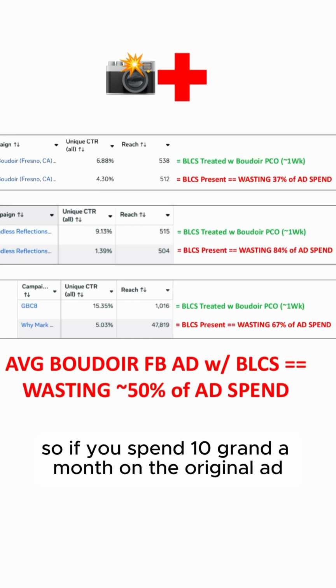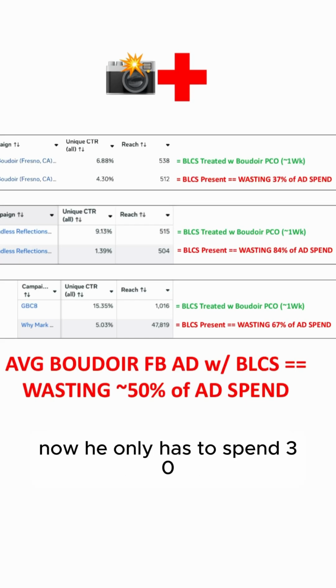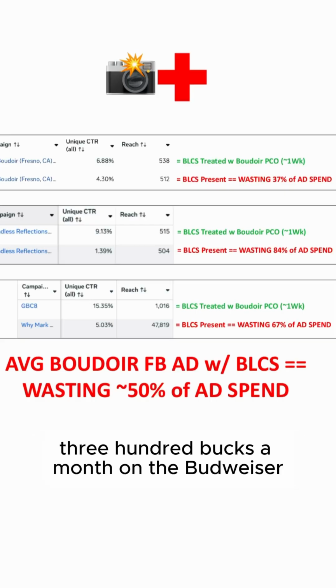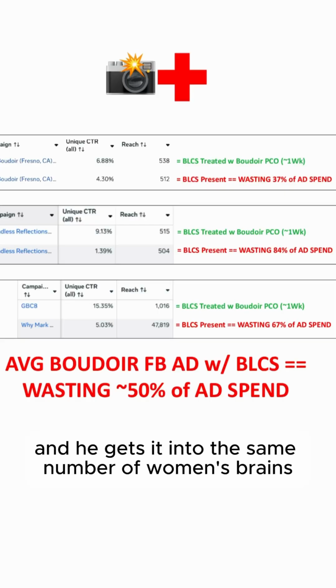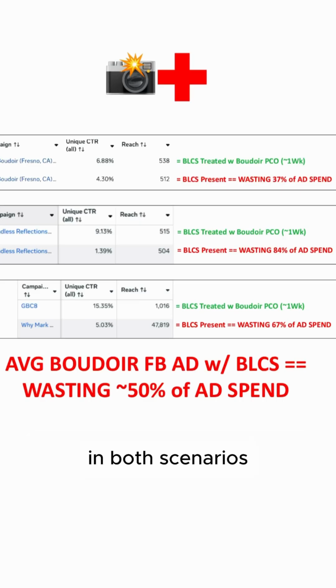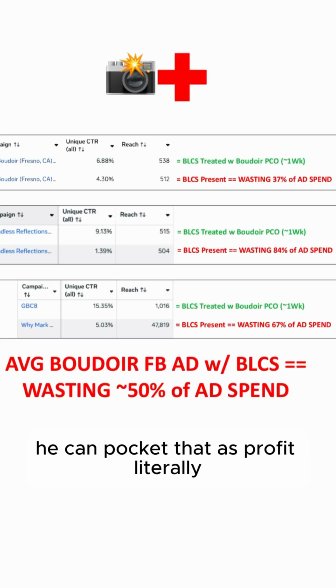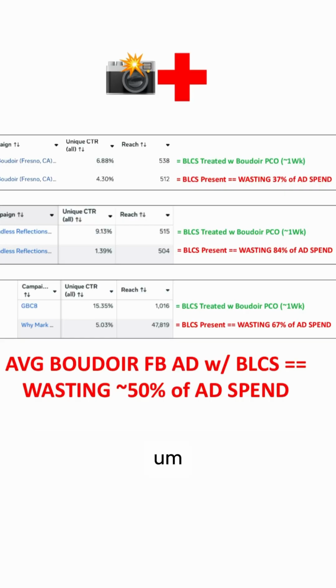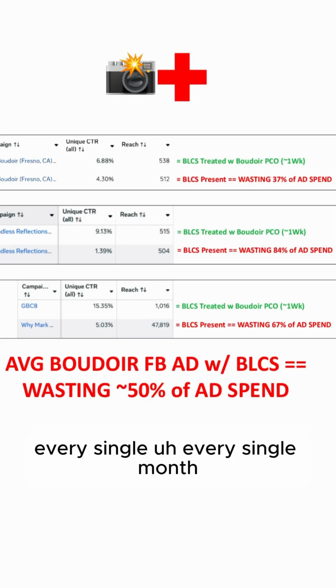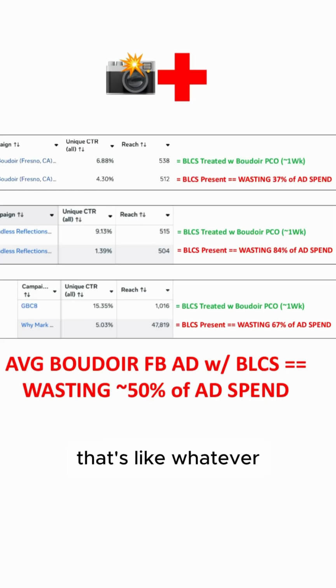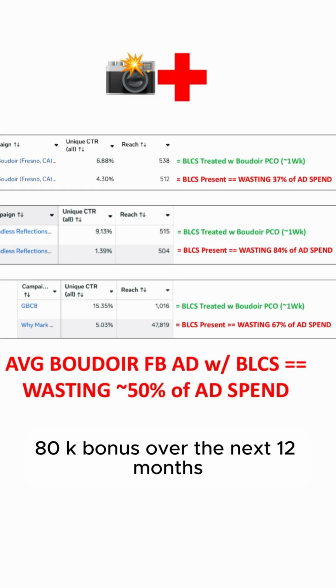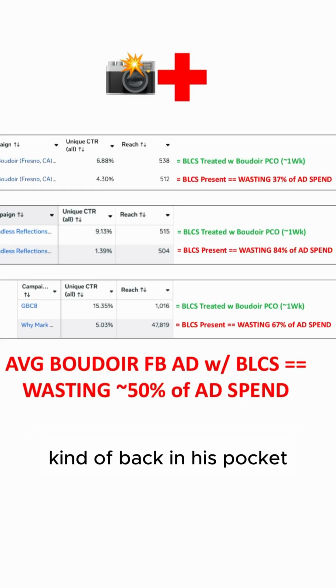So if he's spending 10 grand a month on the original ad, now he only has to spend 3,300 bucks a month on the Boudoir Pico treated ad, and he gets it into the same number of women's brains in both scenarios. So that 6,700 bucks a month being wasted, he can pocket that as profit, literally every single month. So it's like whatever, an 80K bonus over the next 12 months, kind of back in his pocket.